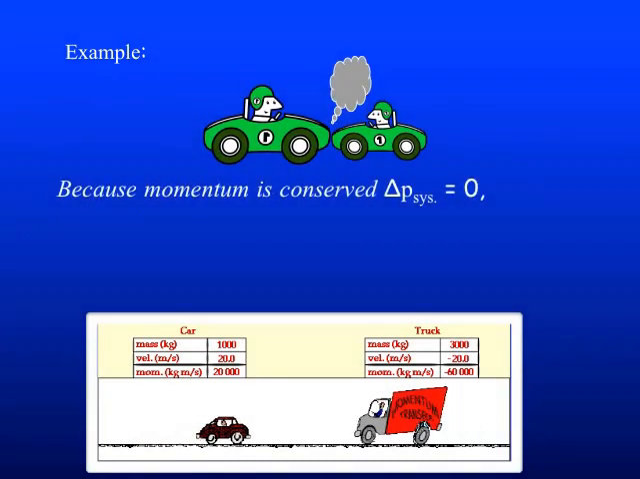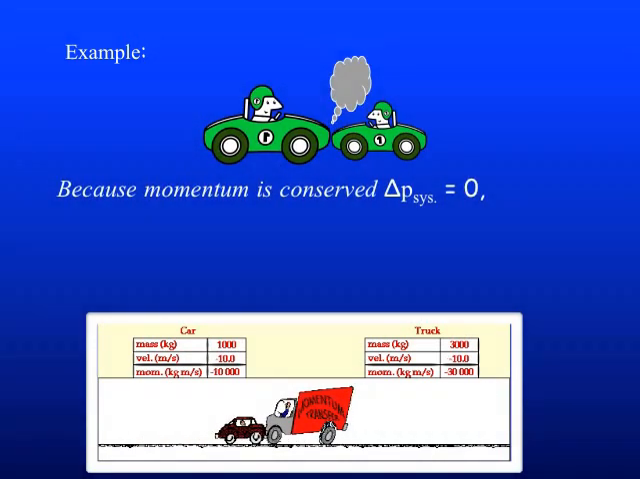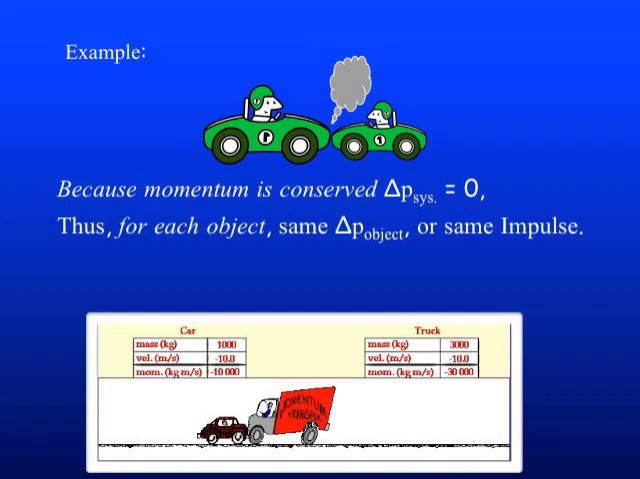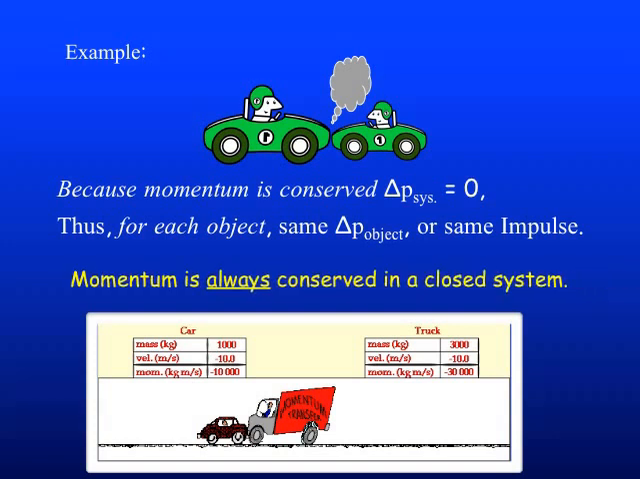If two objects collide, momentum is conserved if these are the only two interacting objects. You can see from the animation the momentums of the objects before and after will be the same. You will do an example of this in the clicker. For each object, they have the same transfer of momentum, the same change in momentum, or equal and opposite impulses, whether they collide and whether they're different masses or not. Momentum is always conserved in a closed system.